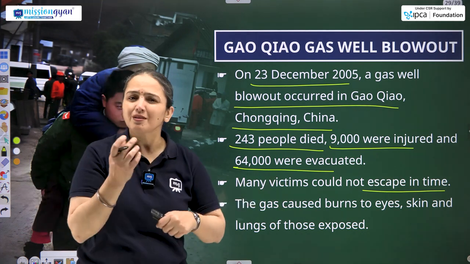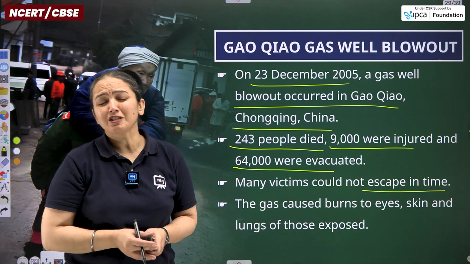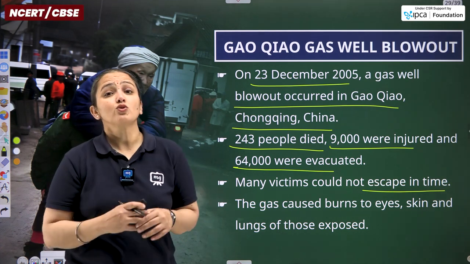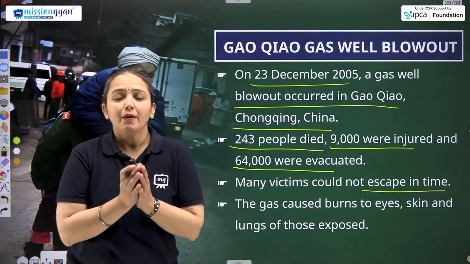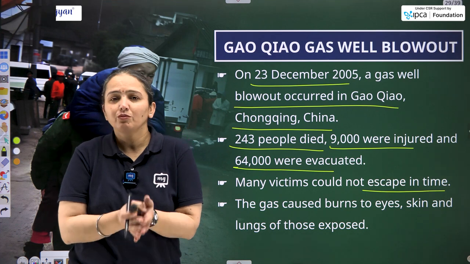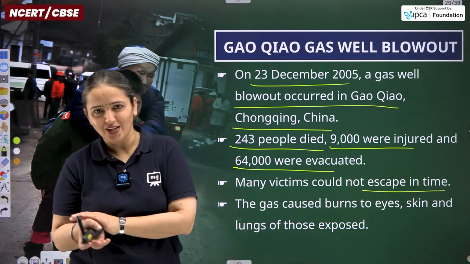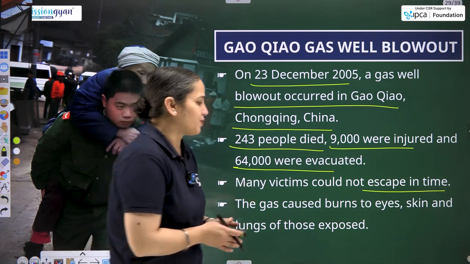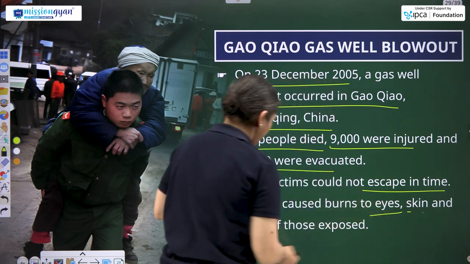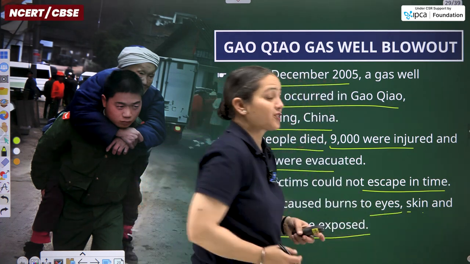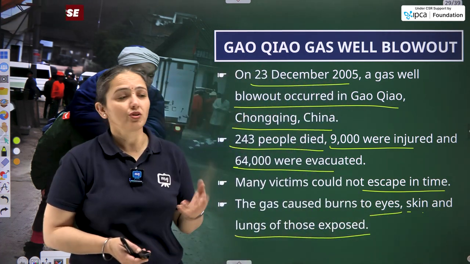As it was a simple burst out from the gas well, the explosion was not that loud, was not that disastrous. But disaster is disaster, whether it is less disastrous or more disastrous. So the gas caused burns to the eyes, skin, and lungs of those who were exposed to this gas explosion at this gas well.